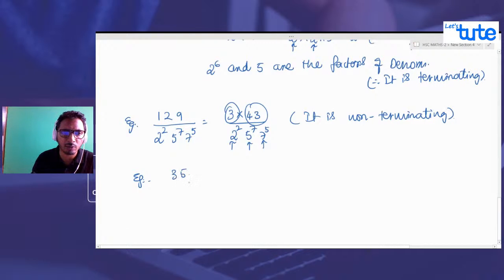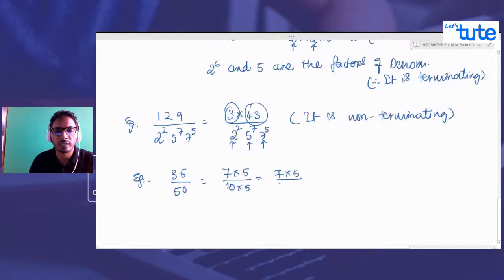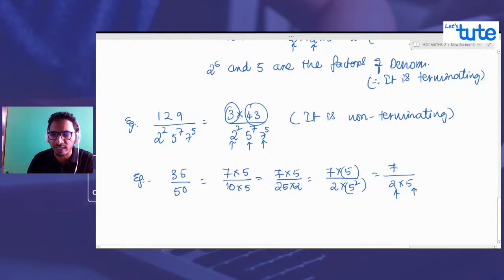35 upon 50. Okay, so this would be what? 35 is 7 multiplied by 5, and this is 10 multiplied by 5, or we can also write it as 25 multiplied by 2. Correct? So this would be 7 multiplied by 5 upon 2 multiplied by 5 squared. So one 5 would be cancelled. So we will have 7 by 2 multiplied by 5. Now we can see in the denominator we have the prime factors as 2 and 5. In this case, we say that it is terminating.